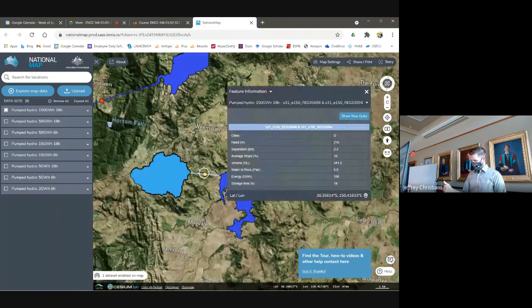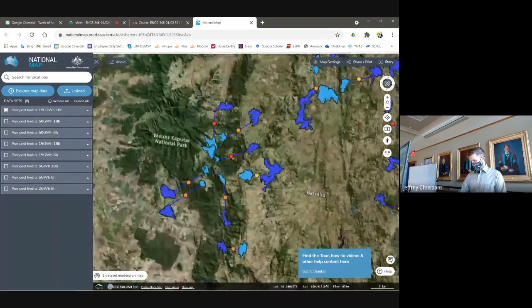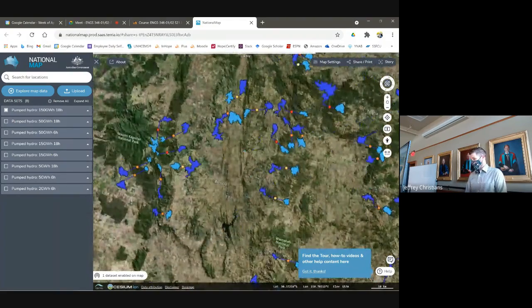And then if you click on the middle, it tells you this is a class D, so this is kind of a bad one, relatively speaking. But this is the head, the difference in height between the 2 reservoirs, this is how much power you could get, and this is the storage that you would have for these reservoirs. So it's not as in depth as all of the calculations that we're going to be doing, but it gives ballpark figures for what's out there in the real world that you could actually do with something like this.